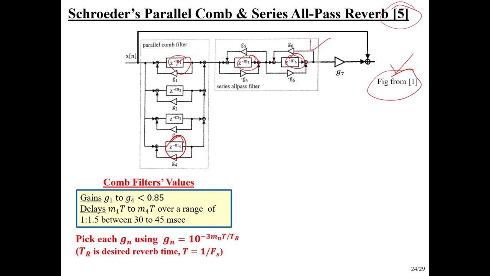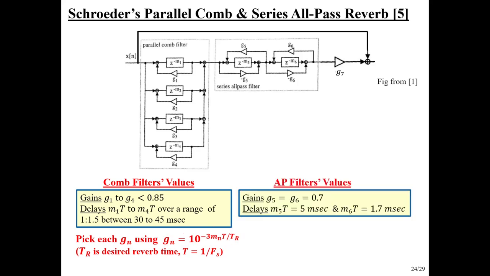It gives you a guide for picking the M1 and the M4 with capital T. Remember, that's equal to 1 over Fs, so whatever our sampling rate is. You're going to pick the M1 to M4 so that those delays in seconds will be between 30 to 45 seconds. That's this 1 to 1.5 ratio. And then he says, now that you've got those, pick your individual gains according to this formula, where T sub R is your desired reverb time. So that's what he lays out for you.